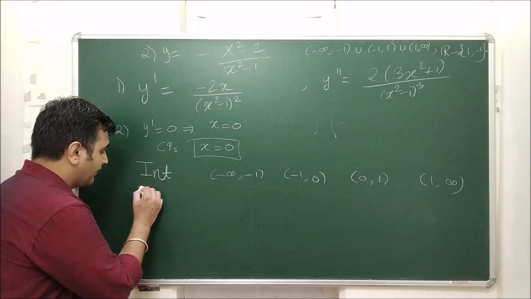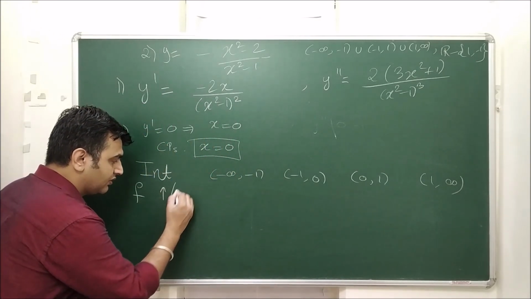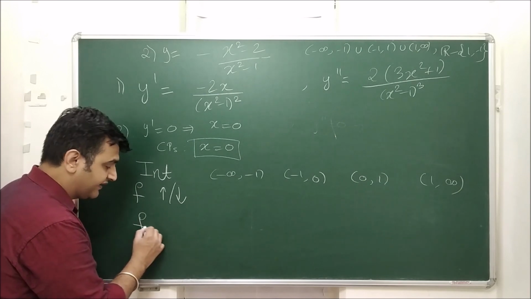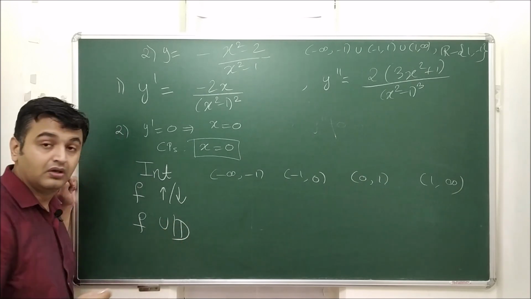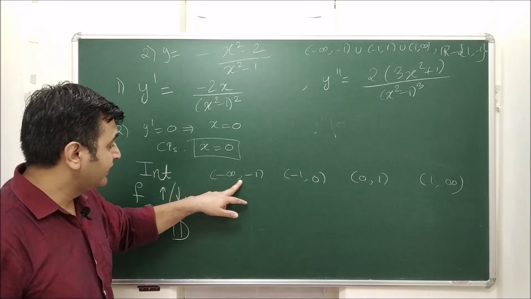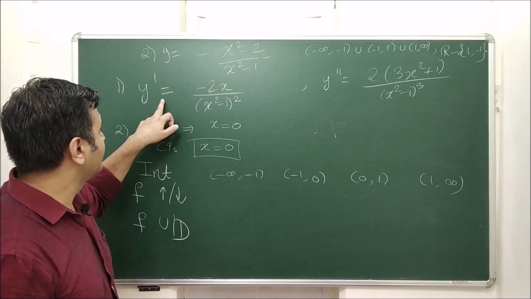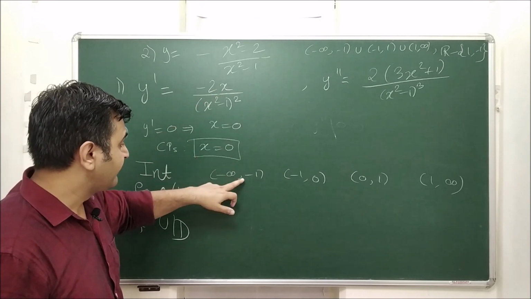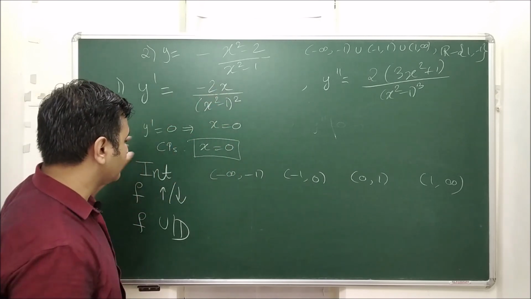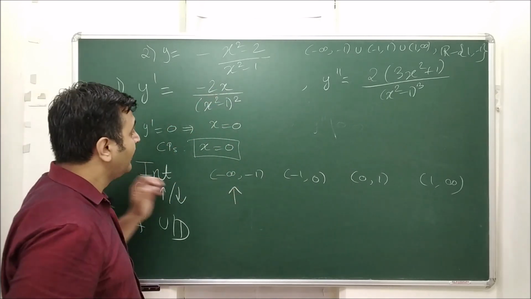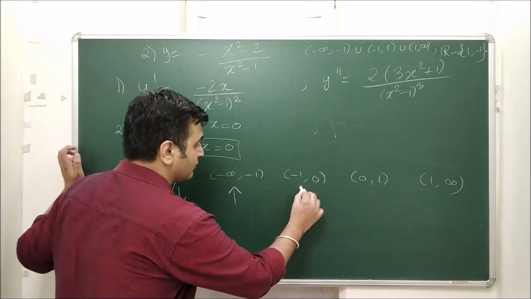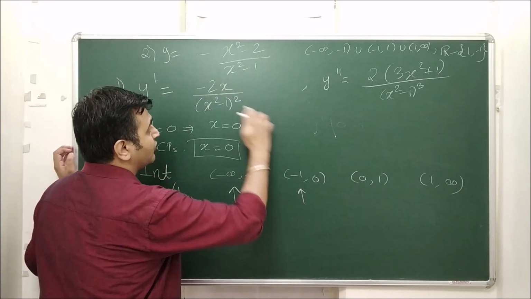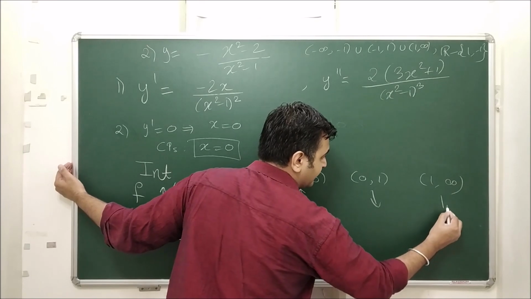Then what do we need? I need to see whether f is increasing or decreasing, and then whether f is concave up or concave down. When I am over here, suppose I take minus 2. What is the sign of this? The denominator is always positive, so I only have to look at the numerator. If I take minus 2, this is positive. Positive means increasing. If I take minus half, again positive, so increasing. And if I take positive values, this is decreasing and decreasing.